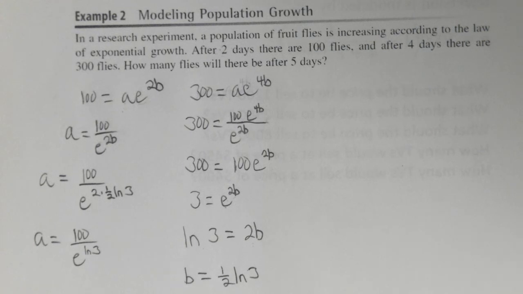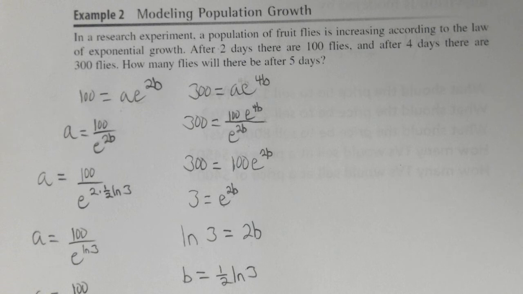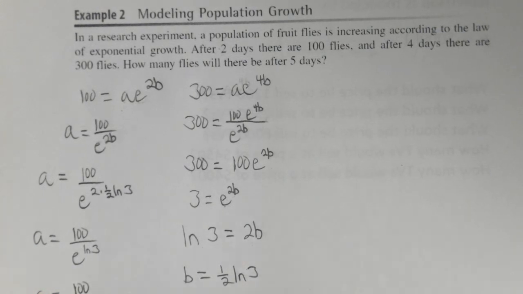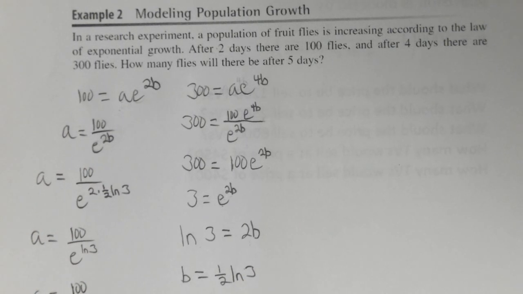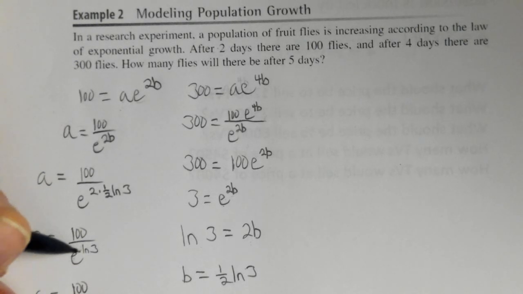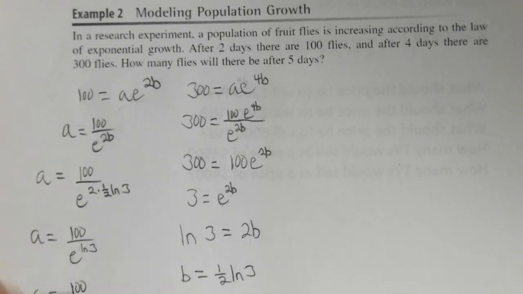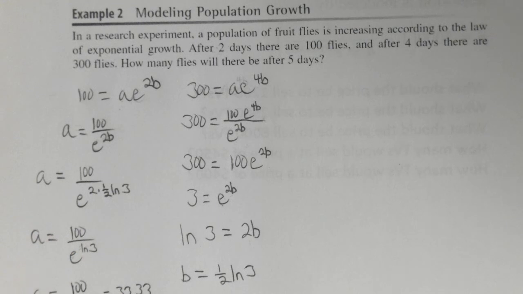Alright, now remember some of our properties from the other day. This is going to be 100 over e to the natural log of 3 power. Okay, remember, that's going to cause the 3 just to drop out. If you don't believe me, you can do it on the calculator. It'll tell you. Alright, because remember, natural log and raising to the power are opposites. So that's going to be 33.33. Now that's your value of a.